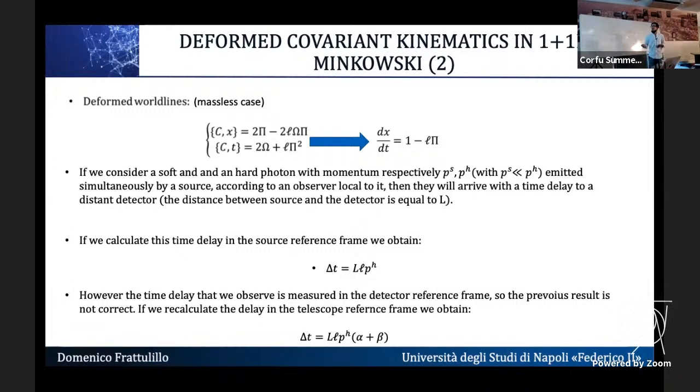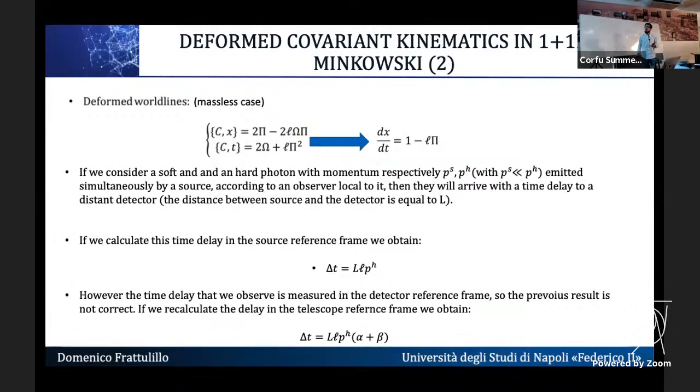So now let's consider the following experiment. We consider a soft and a hard photon with momentum respectively P soft and P hard, where P soft is much smaller than P hard. They are emitted simultaneously by a source according to an observer local to the source. And we want to calculate the time delay with which these two photons arrive at a distant detector, and we have called capital N the distance between the source and the detector.